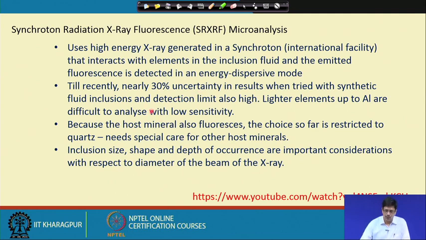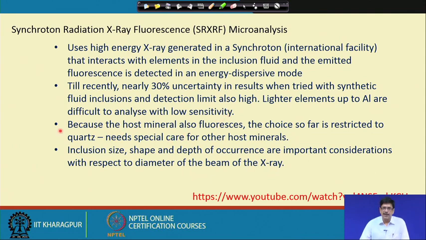But so far the analytical protocol has not been very successful. When it was tried with synthetic fluid inclusions for analysis of strontium, the detection limit was almost 2000 ppm. Another problem is that analyzing elements up to aluminum is almost impossible. It has not been achieved with high precision so far, and elements from silicon onwards could be analyzed with better precision.